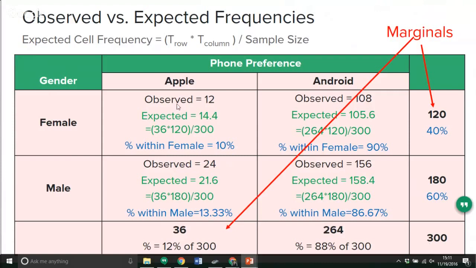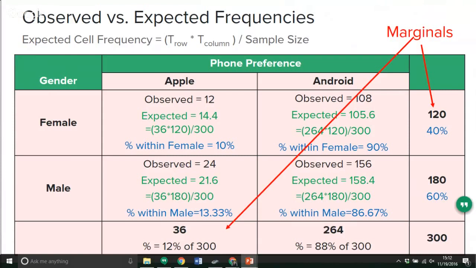So you can see here, for example, that we would multiply 36 by 120 and then divide the whole thing by 300 to find out our expected frequency of females who like Apple. That is how we would get our expected hypothesized proportion of frequencies.